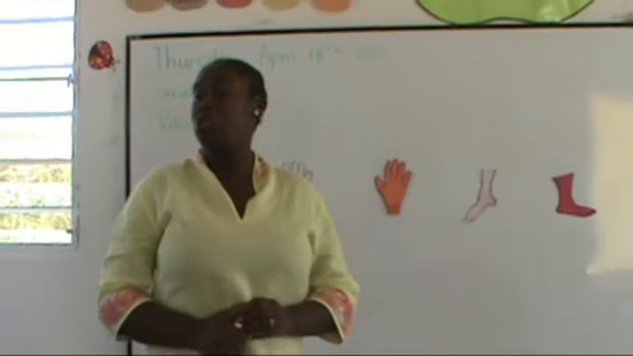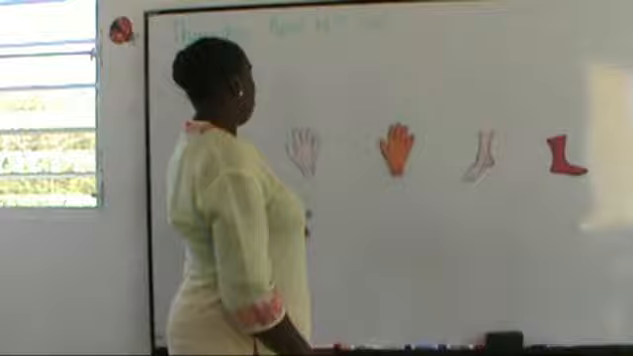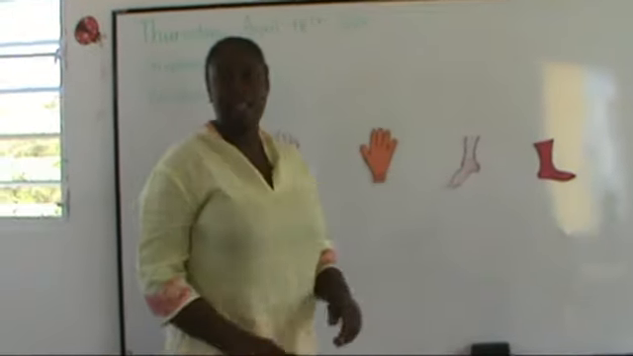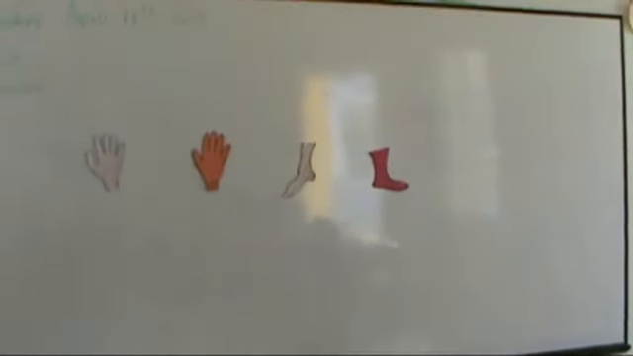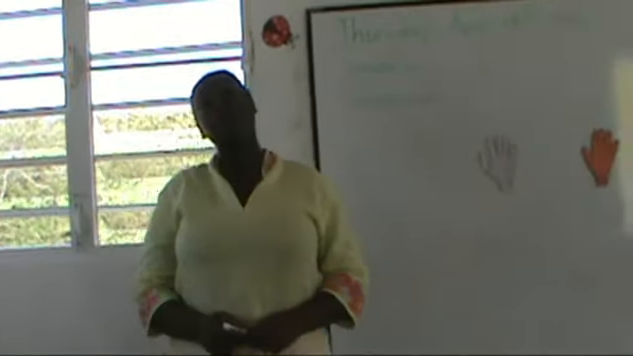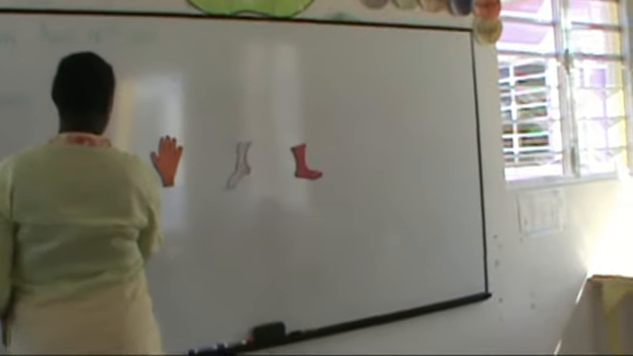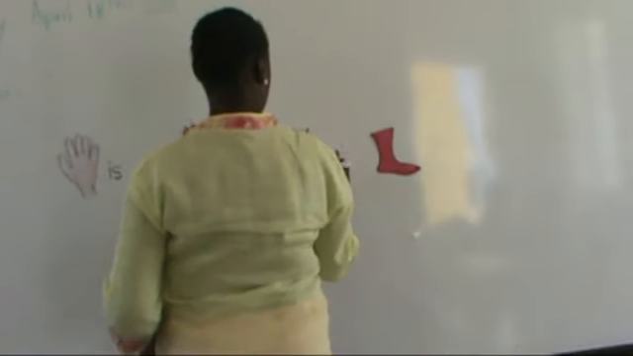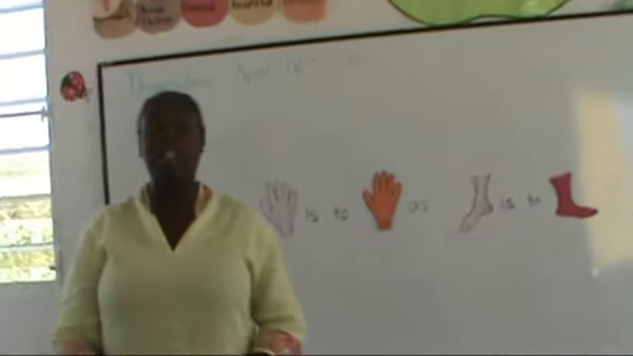And then we're going to go into centers so we can portray in our centers what we've learned concerning analogy. So here we have a hand. What is this? A glove. Yes. Analogies are statements that compare and contrast ideas that seem to have no relationship, but they really do. For example, hand is to glove as foot is to sock.